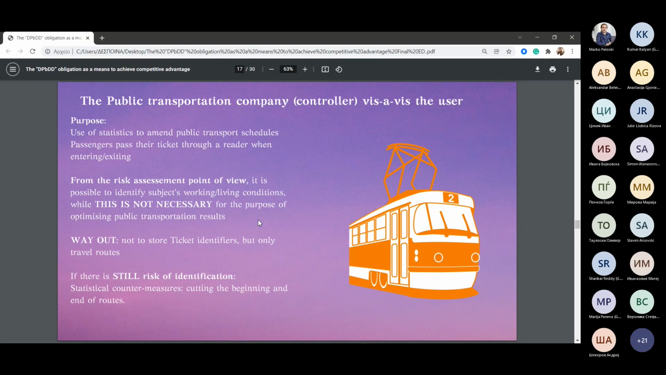So the way out is not to store ticket identifiers to minimize the data, as we said, but to store only the travel routes. And if there is still risk of identification, we may apply statistical countermeasures by, for example, cutting the beginning and the end of the routes. So this is in terms of the principle of data minimization, as we referred.